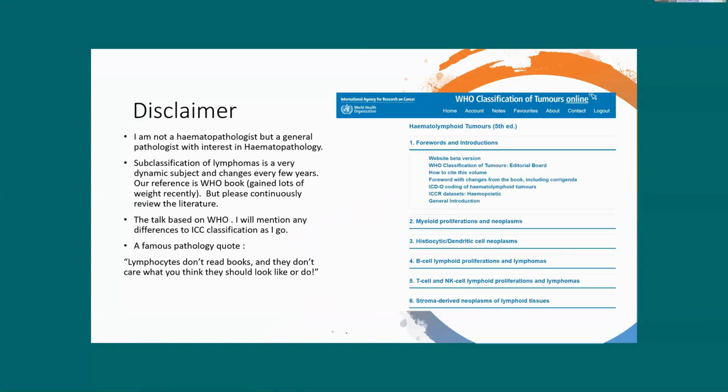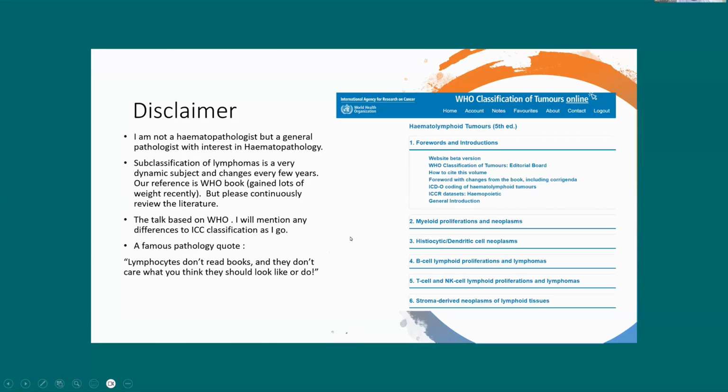I have a couple of disclaimers. As mentioned by Richard, I'm not a hematopathologist by specialty. I'm a general pathologist, but I have an interest in hematopathology. You have to know that the subclassification of lymphoma is a very dynamic subject and changes every few years. And our reference in this lecture is the WHO book, which has gained lots of pages over the last few years. But please, I urge you to continuously review the literature.